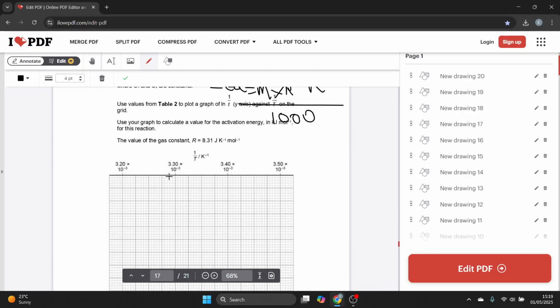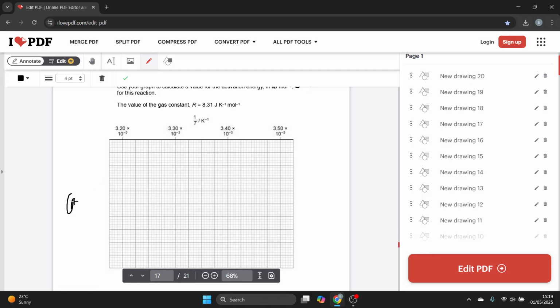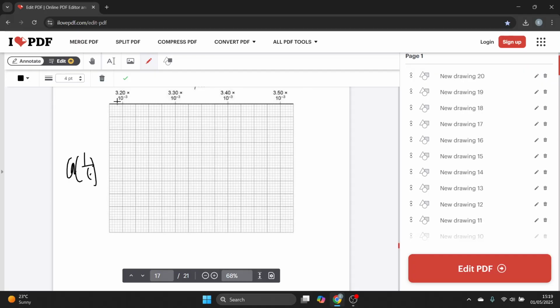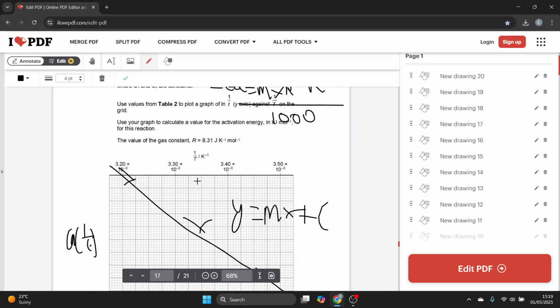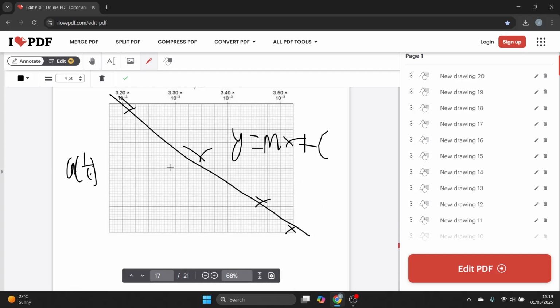Well, ln 1 over t is your y-axis. It tells you that, so you just plot ln 1 over t, and then you plot your points. You get a straight line, then you remember y equals mx plus c. This is what Iman said. If you see a straight line, which you will see a straight line because there's no other way about using a gradient or that. Y equals mx plus c. Then you get the gradient.